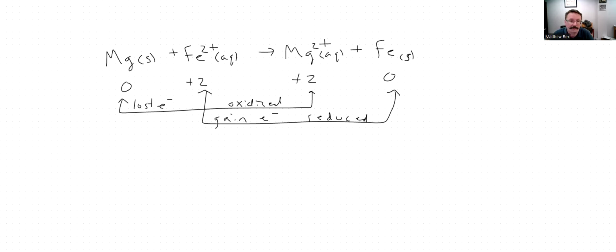The reaction's done occurring. So the iron 2+, the reactant iron, because it's being reduced, it's facilitating oxidation, and it's the oxidizing agent. And with the magnesium, because it's facilitating reduction, it's the reducing agent.